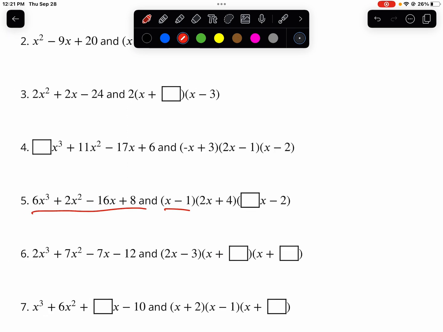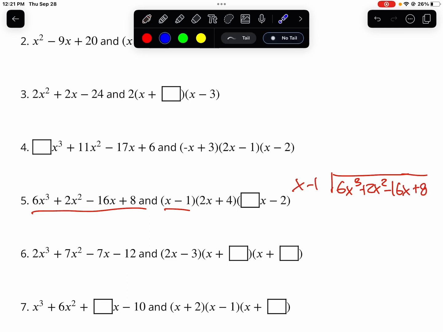I guess maybe factoring the first part would be easier, but let's go through and try dividing. We have 6x cubed plus 2x squared minus 16x plus 8, and we're trying to divide this by x minus 1. So I need to multiply x by something to give me 6x cubed, which is going to be, in this case, 6x squared.